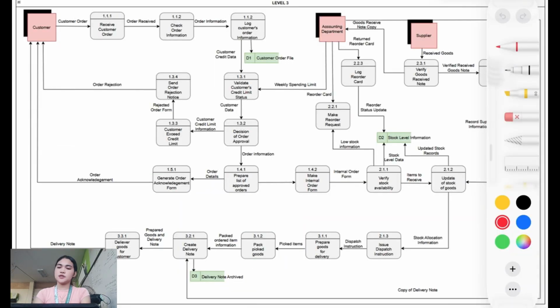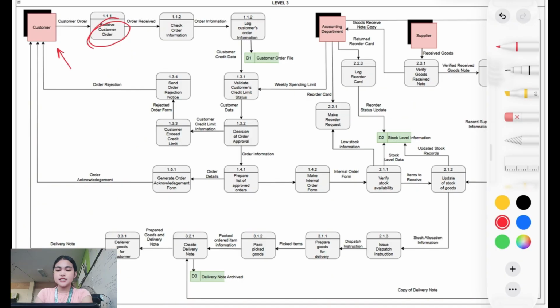That's all, po. This Level 3 data flow diagram illustrates the complete end-to-end workflow of how a customer order is processed within an organization, from the moment the order is received until goods are shipped and records are updated. The process begins when the customer submits an order, which is first received and checked for accuracy. If the order information is valid, it is logged into the system and the customer's credit status is retrieved from the accounting department. The system then evaluates whether the customer order falls within their credit limit.